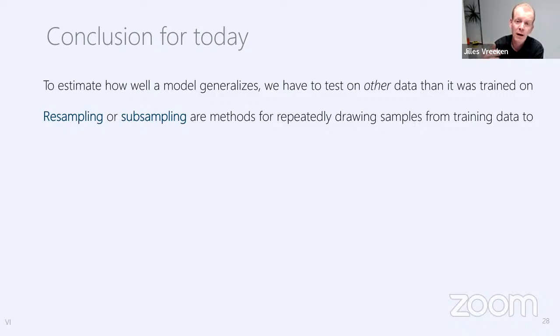If we want to evaluate how well the model generalizes, what test error is, and so on and so forth, we have to test it on other data than it was trained on. And really other. Keep it separate. Keep it physically separate, right? No leakage allowed. What we've seen today are different approaches for what's called resampling or subsampling of the data.